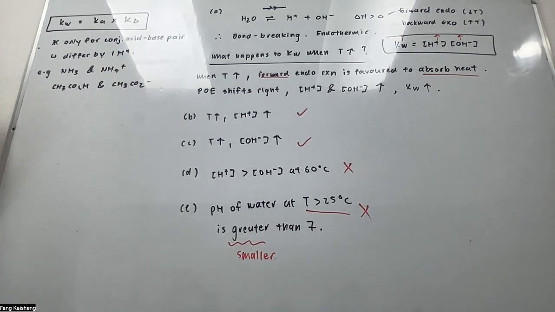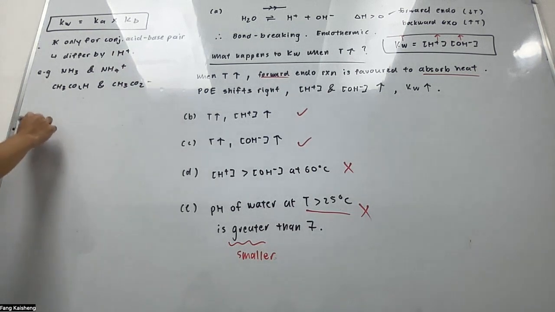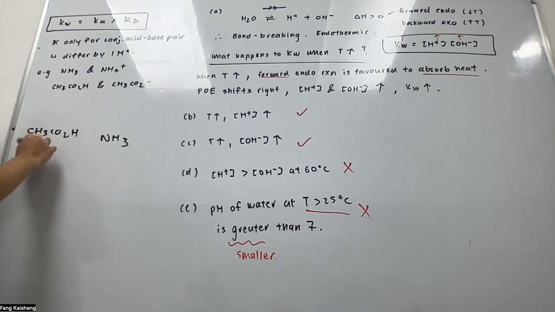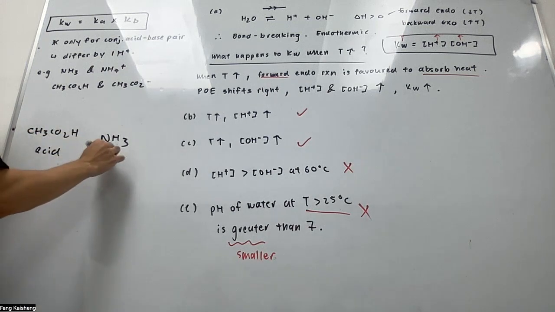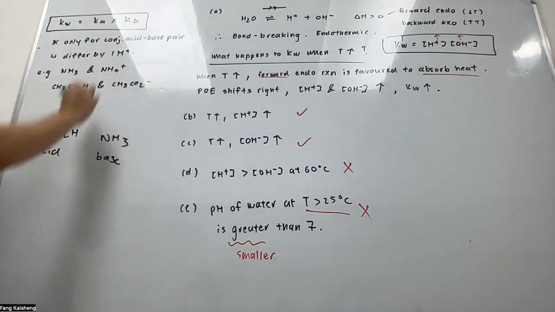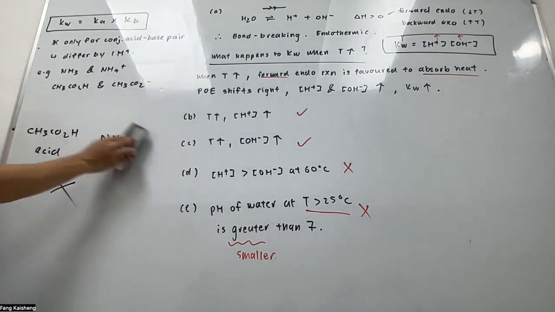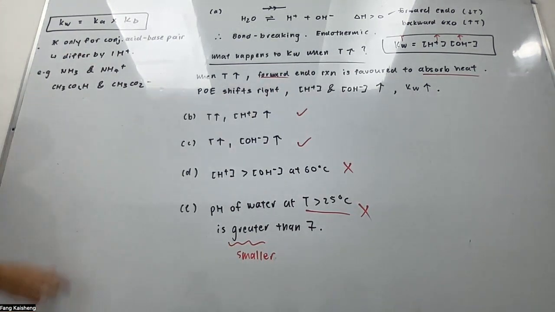It cannot be some random acid and base. So for example, if you give me CH3CO2H, and then suddenly you give me NH3, I know this is an acid, I know this is a base, but you cannot use this equation to link them together because they're not related. They're not even partners. How do you relate them together if they're not even related in the first place? Okay, so that's the logic. They have to be related first. Okay, how does this work?